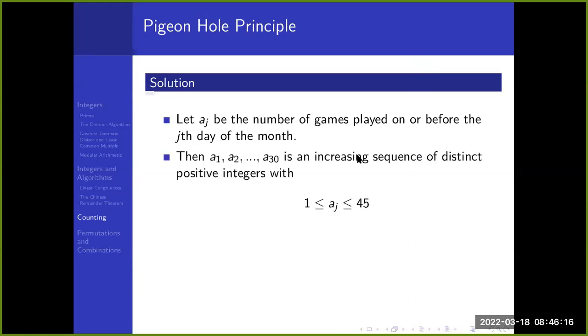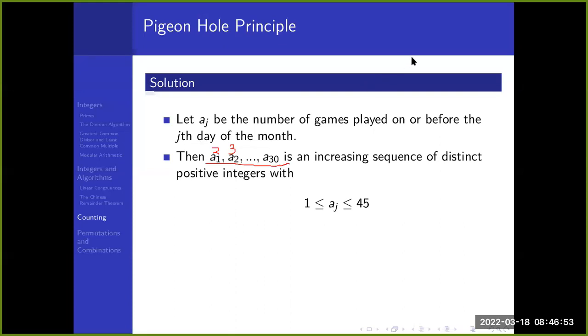So what does that mean? This list of numbers is an increasing sequence of distinct positive integers. Why is it distinct? Because they must play at least 1 game a day. So if they played 2 games on day 1, the next day they must play at least 1 more game, so a minimum of 3 for the next day. It can't be 2. It must be more than 2. So this sequence will be increasing.